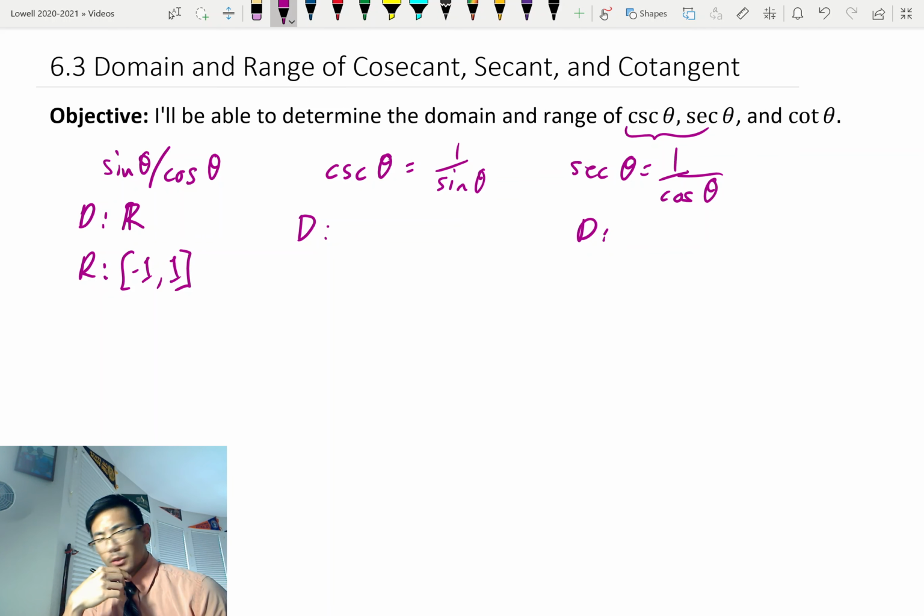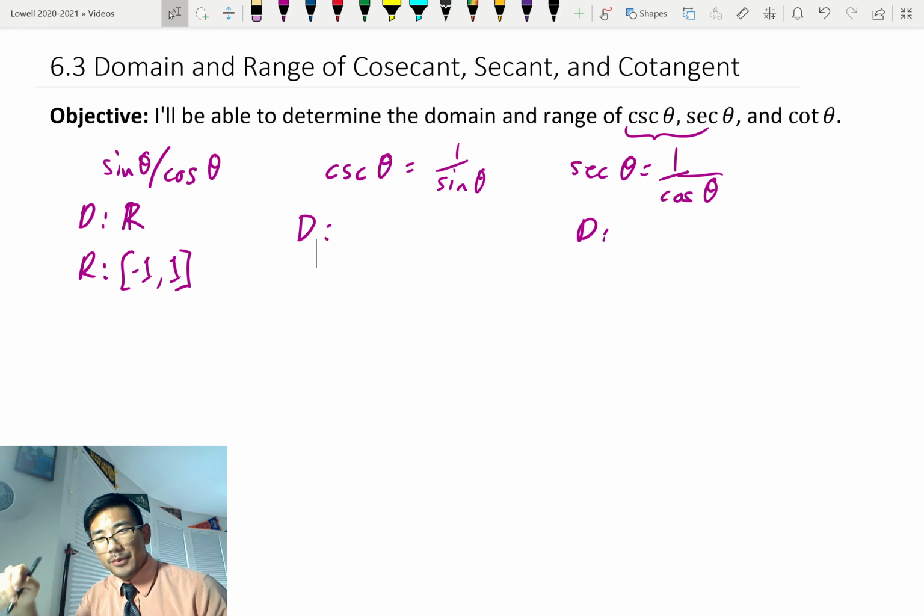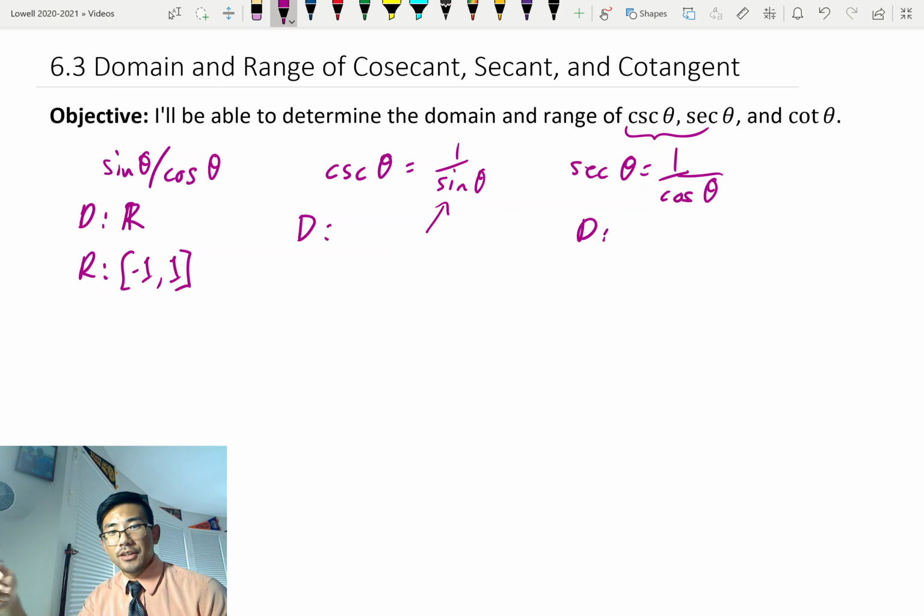Remember, we have a bit of a composite function, right? First off, you input the angle, you find the sine of it, or cosine of it, and then you take the reciprocal of that. So we need to think back here. Cosecant and secant are fractions. So in this case, this is usually easier to think of what's not in the domain.